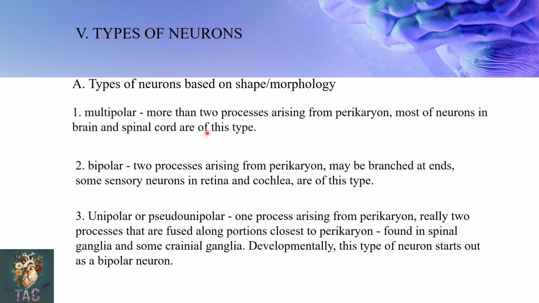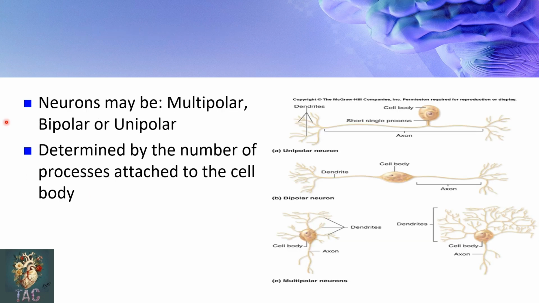So various types of neurons are classified on the shape and morphology, that they may be multipolar, meaning more than two processes. They may be bipolar, or they may be unipolar or pseudo-unipolar. In this diagram you can see this is the pseudo-unipolar neuron, this is the bipolar neuron, and these are different multipolar neurons.